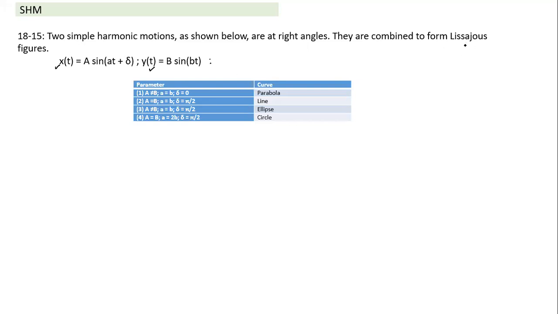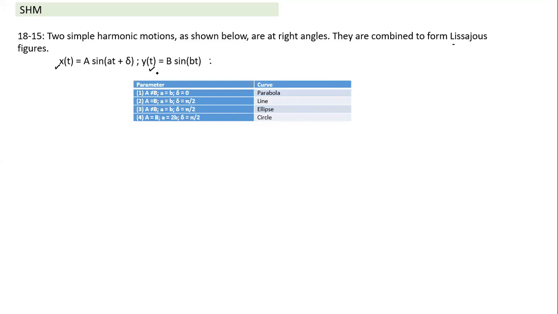Lissajous figure is something not given in most of the books. Without knowing what the Lissajous figure is, this question could easily have been solved. Let's see what was given in the question here. A different combination was given. So A is equal to B. A is equal to B means both have the same time period, and delta is equal to 0, both are in the same phase. So let's see how we solve.